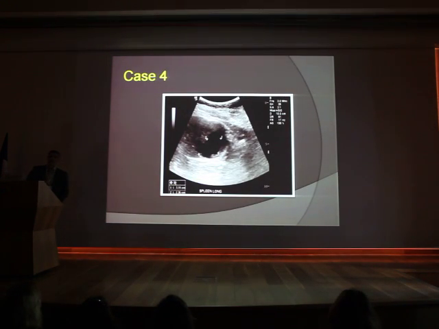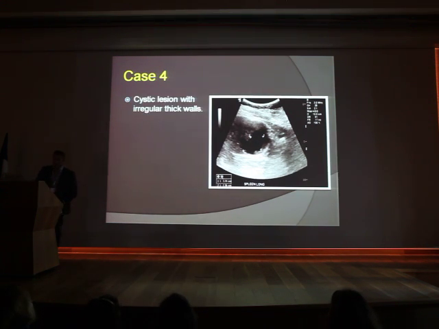The next case, number 4, is a lesion in the spleen. We can see that there's again a cystic lesion, but the walls of it are not as clear as we've seen in the previous cyst. They are quite thickened. So this is a cystic lesion with irregular thick walls. And any ideas of what the diagnosis might be?